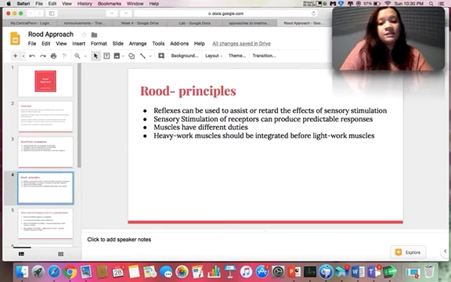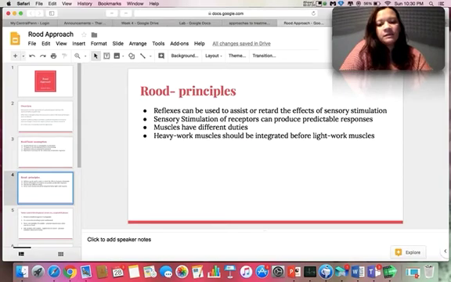The next is that sensory stimulation of receptors can produce predictable responses. Responses to sensory stimulation are predictable, and we should be using these to achieve good outcomes. For example, slow rocking can result in a calming effect, which is going to then decrease muscle tone so that we can work with the person and incorporate range of motion, functional activities, things like that, because they're out of that high tone state.